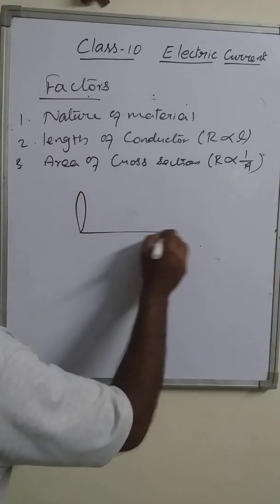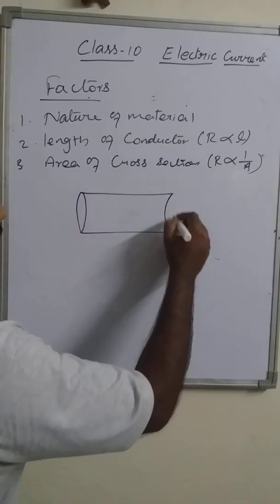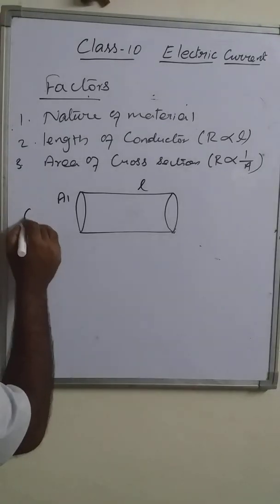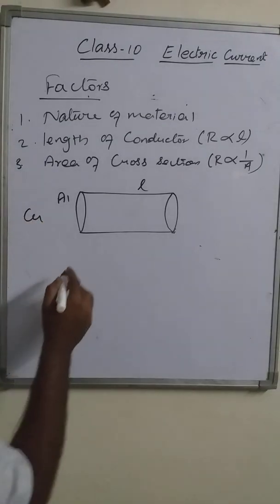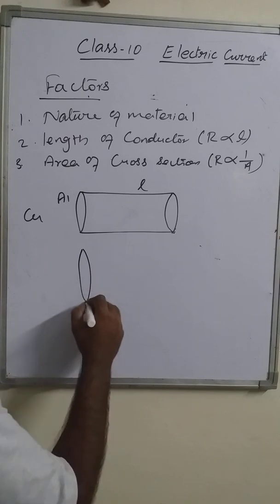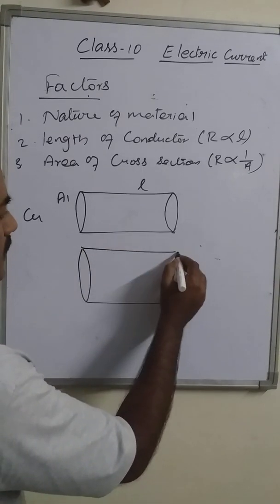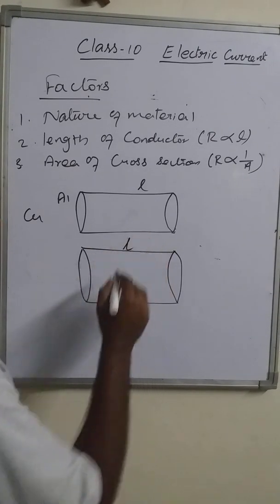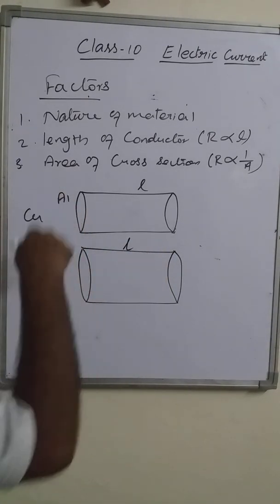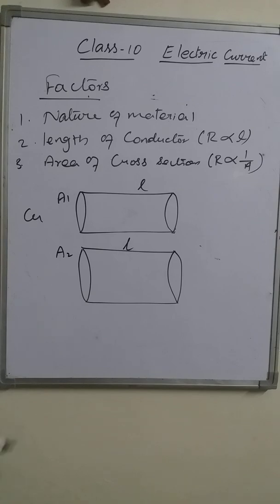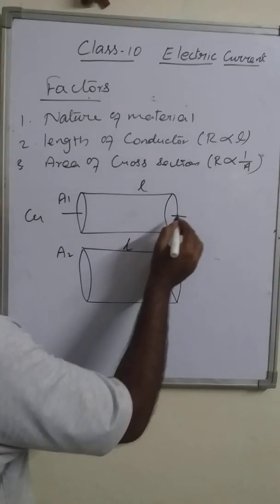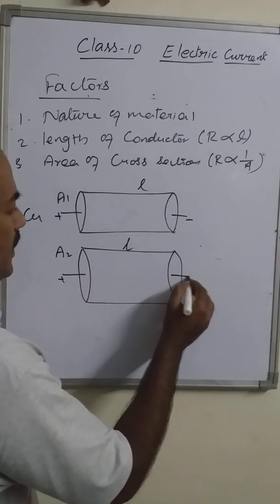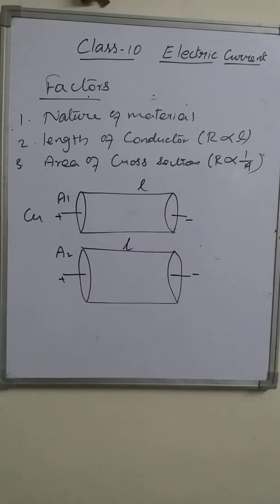Suppose this is a conductor of some length L with area of cross section A1. Let it be a copper wire. Then the same copper wire with increased diameter for the same length. Here you can see from the figure, the length of both conductors is the same, but the area of cross section is increased. Again, the two conductors are connected across the same potential difference, positive, negative, right?